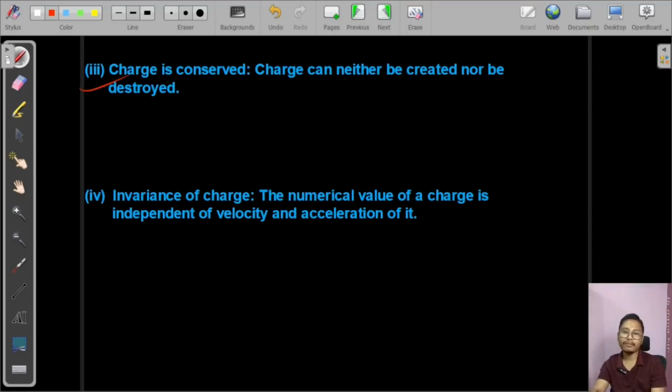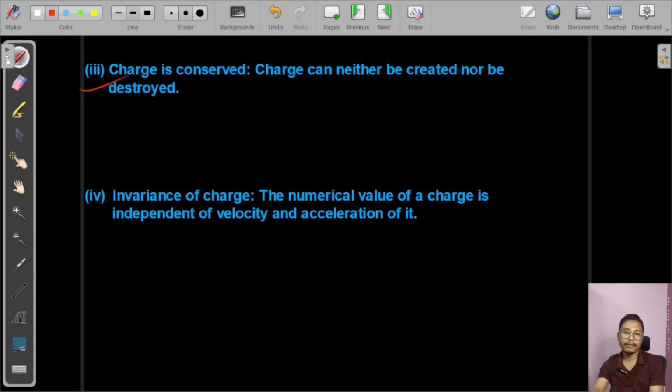Charge is conserved. Charge can neither be created nor be destroyed. What is written here? Charge is conserved. You can't create a charge, or you can't destroy a charge. Charge can neither be created nor be destroyed.